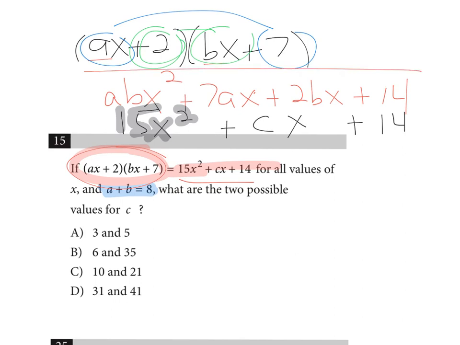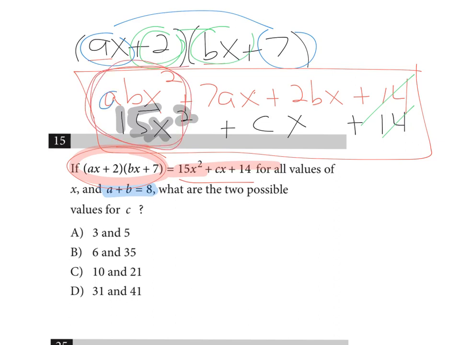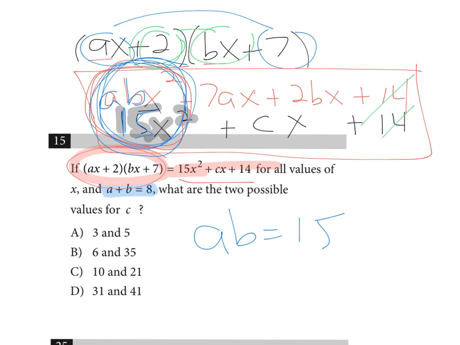Now I wrote it this way for a reason. I know that these two expressions are the same. And I can kind of see that. I see, for example, 14 and 14. I see that right here. If I look at the first terms, I know that a times b has to be equal to 15, because abx squared has to be 15x squared. So a times b equals 15. Two numbers, a and b, that multiply together to give you 15.